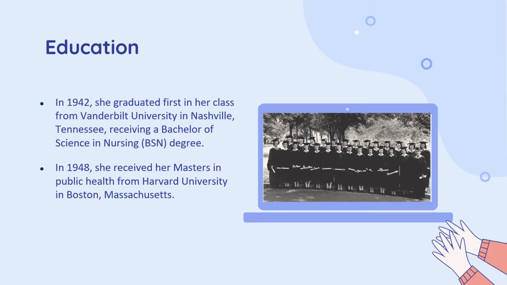Dorothy Johnson's professional nursing career began in 1942 when she graduated from Vanderbilt University School of Nursing in Nashville, Tennessee, receiving a Bachelor of Science in Nursing degree. She was the top student in her class and received the prestigious Vanderbilt Founders Medal. In this picture, it shows the Vanderbilt University School of Nursing class of 1942 with Dorothy Johnson on the back row, second from left. She went on to earn a master's degree in public health from Harvard University of Boston, Massachusetts in 1948.